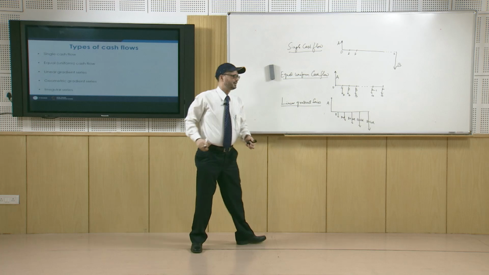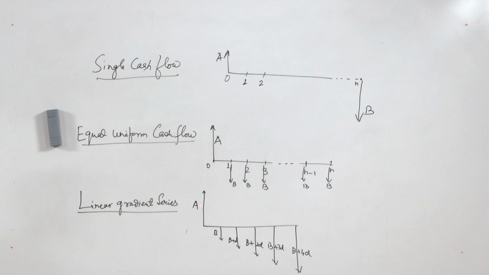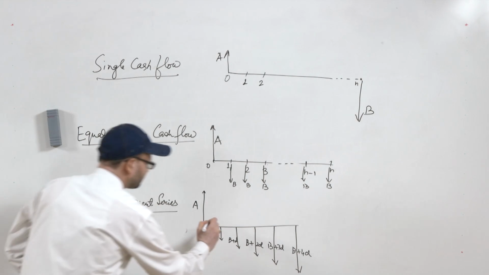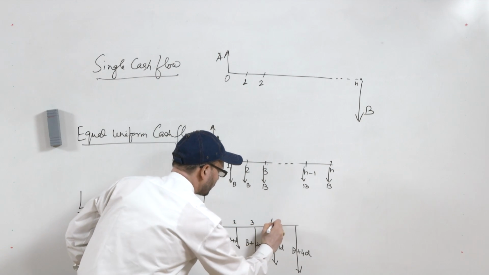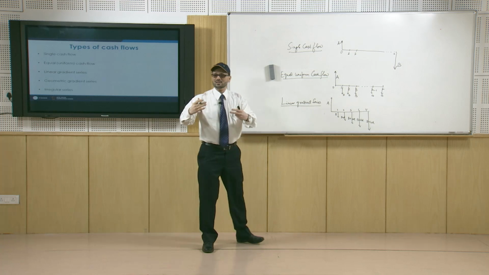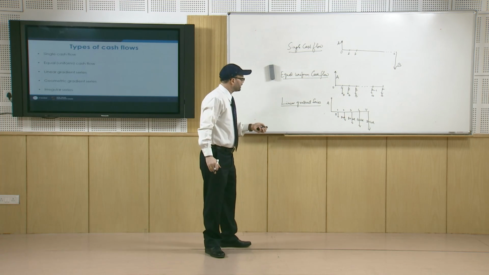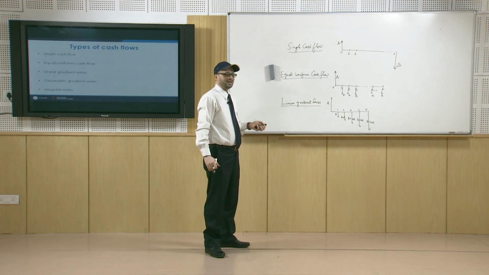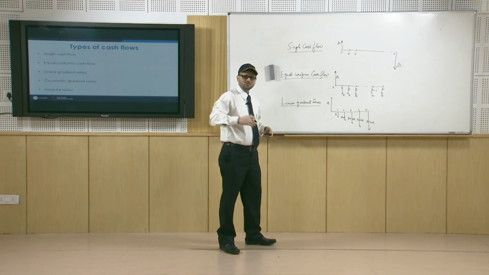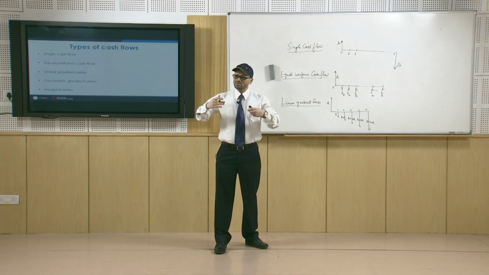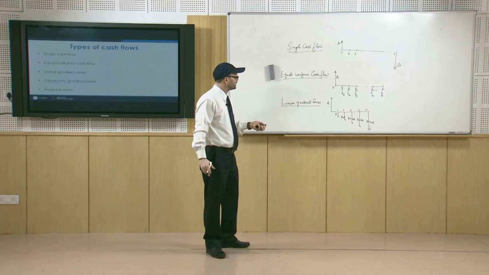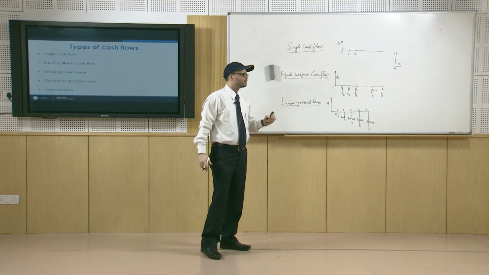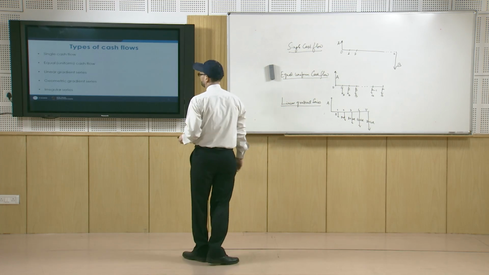What we see in this cash flow diagram is that the borrower has received amount A and he is paying amount B at the end of the first year, and in the subsequent years a linear gradient of D is maintained. Every year he is paying an amount of D extra. So, in the second year B plus D, third year B plus 2D, like that. This is an example of linear gradient series.